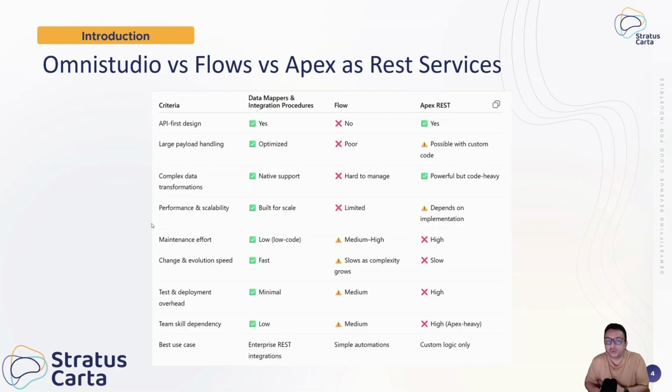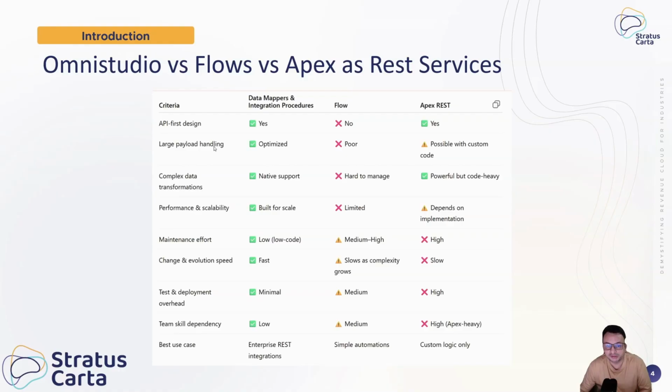Let's have a look at why to build REST services based on OmniStudio instead of using Flow or REST Apex. As you can see, with data mappers and integration procedures, we have an API-first design, which means that the native language of the OmniStudio components is already JSON, the same data that you use on REST APIs.